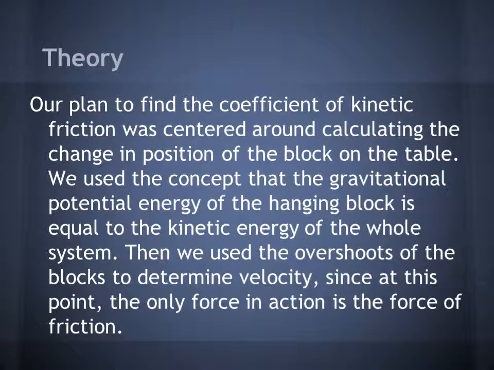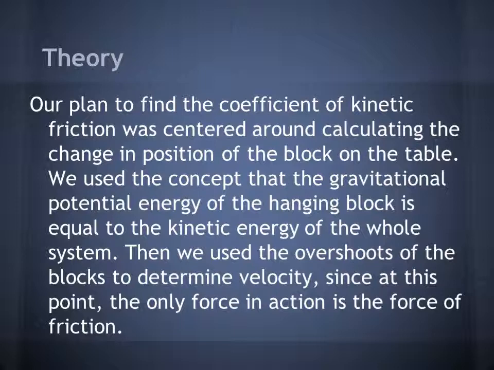So how did we go about solving our task? Our plan was centered around calculating the change in position of the block on the table. By defining our system to be both the card on the table and the hanging mass, we were able to ignore the internal tensional force. We divided our experiment into 2 phases, the first phase being before the hanging block stopped moving, and the second phase consisting of the overshoot of the block on the table after the hanging block stopped moving.